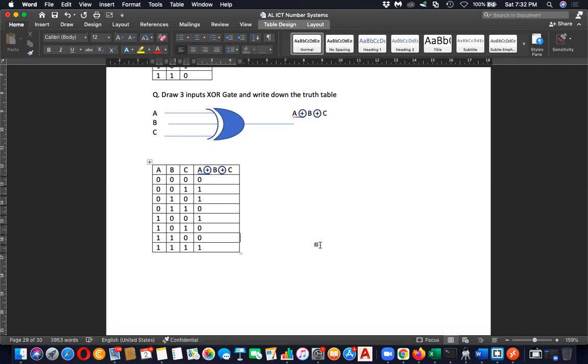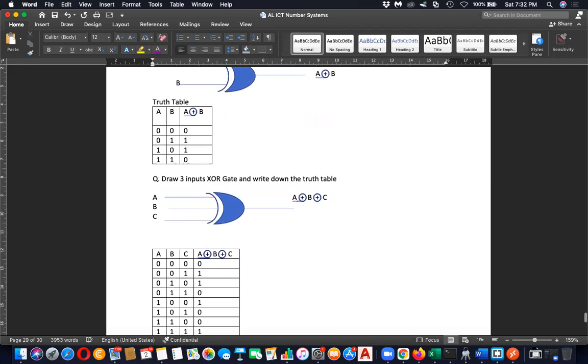Yes, sir. Okay. Sometimes, how many of you used to remember XOR gate like this?